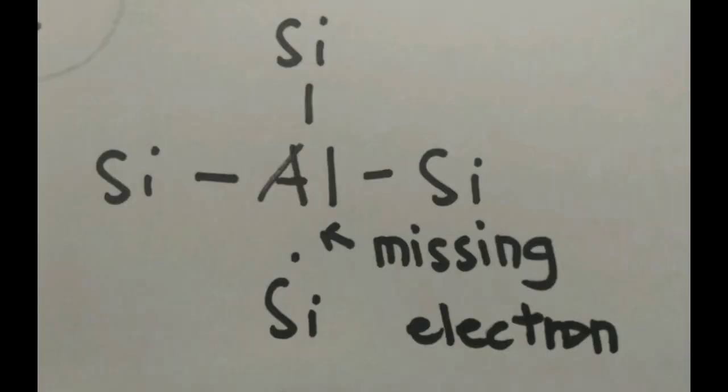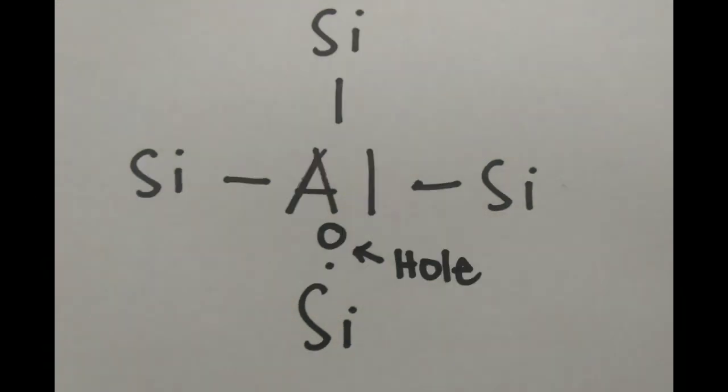Aluminum has 3 valence electrons. If we dope silicon with aluminum, notice that we have a missing electron, therefore a hole will be created. Our structure will look like this. If you add an atom with 3 valence electrons to silicon, we're going to get a P-type semiconductor.